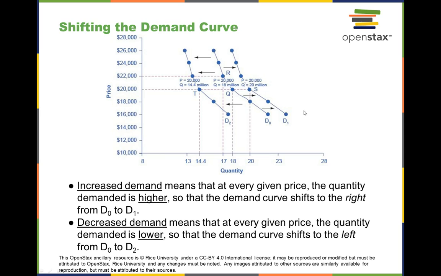An increase in demand means that at every given price, the quantity demanded is higher, so that the demand curve shifts to the right. A decreased demand means the opposite, that it shifts to the left. So here we can see the original demand curve. This is if everyone's income goes up, everybody has a job. If lots of people get laid off, and their income goes down, demand shifts back to here.